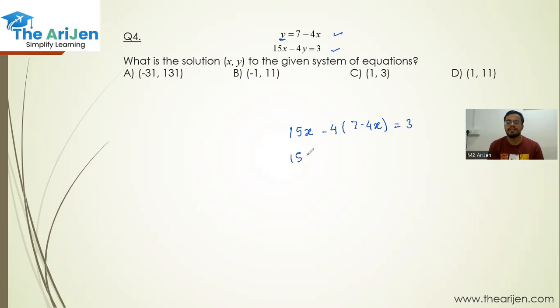So 15x and 4 times 7 is 28, minus 16x is equal to 3, and 15 minus 16 is minus x, and 3 plus 28 is 31, so x is minus 31. So yes, here you have the option, right? Let's also check the value of y. If you substitute it, 31 into 4, it would be what? 124, 124 plus 7, that is 131.